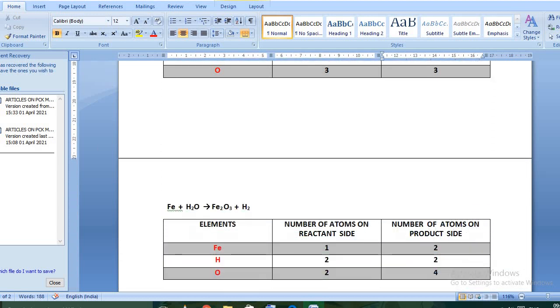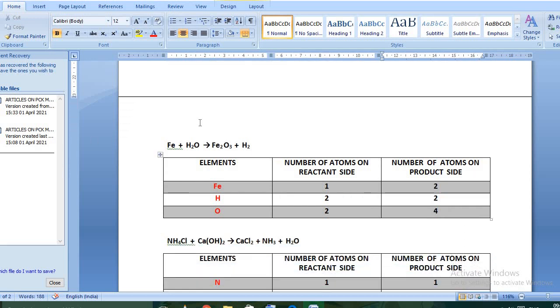Now here is another example for you to solve. Fe plus H2O gives Fe2O3 plus H2. Fe is 1 on the reactant side but 2 on the product side. So to make it 2, here we will add the coefficient 2. Now we are multiplying it with 2. So it has become 2. Clear?